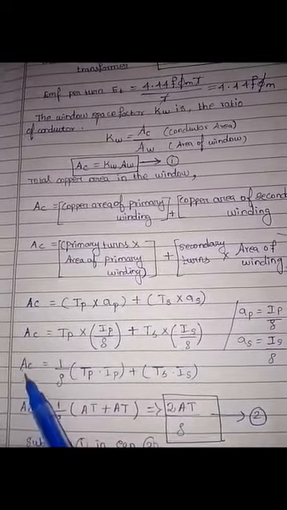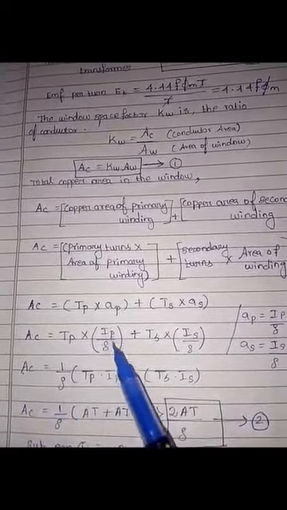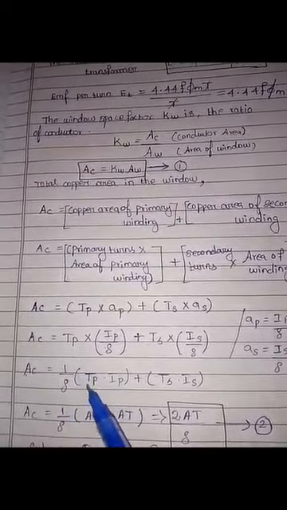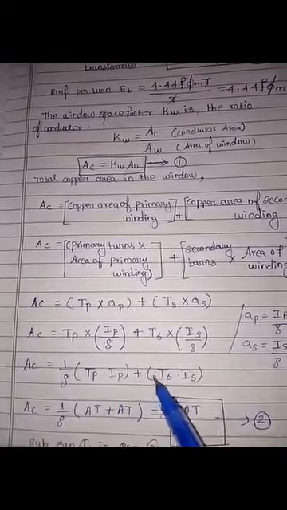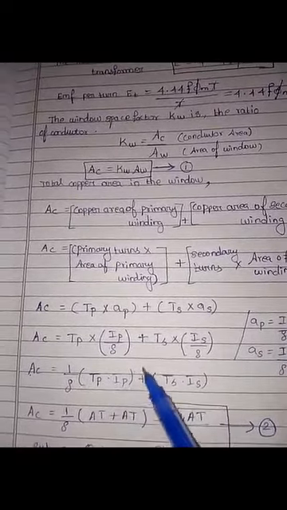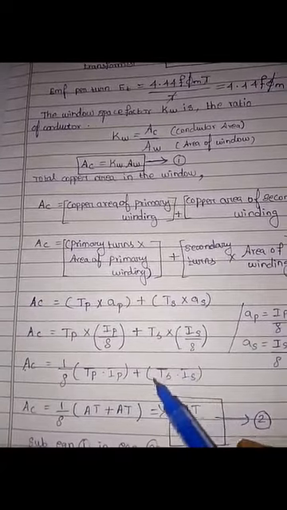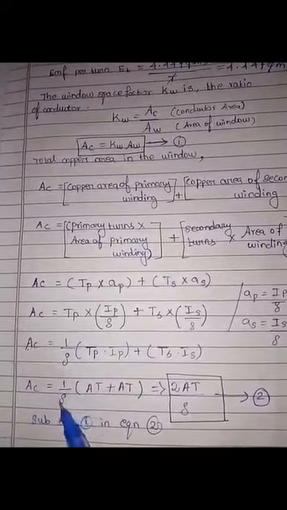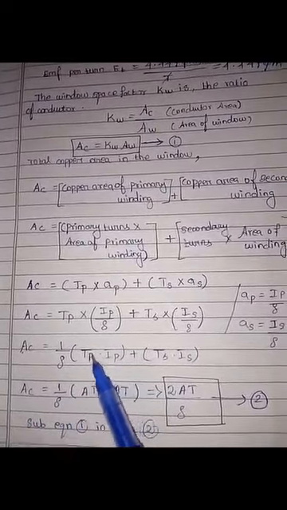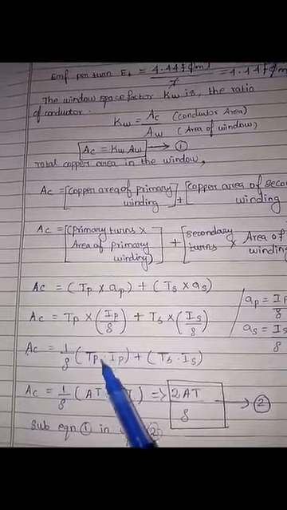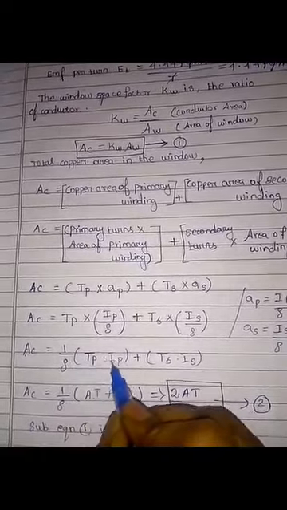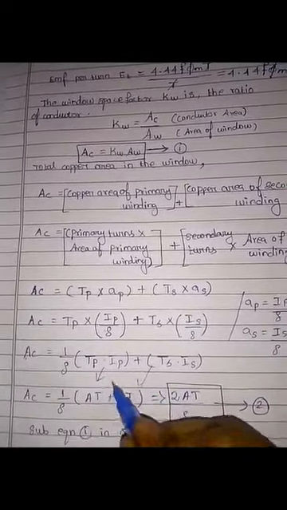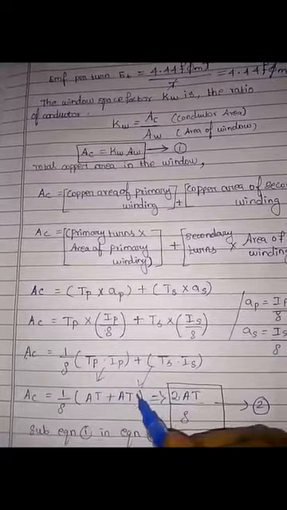So we can get the value AC equal to, taking the common delta value outside, 1 by delta into TP into IP plus TS into IS. This is considered the primary and this is considered the secondary winding. Okay, then the next equation is AC equal to 1 by delta. Next we can write the term as AP, and this we can write as AT.